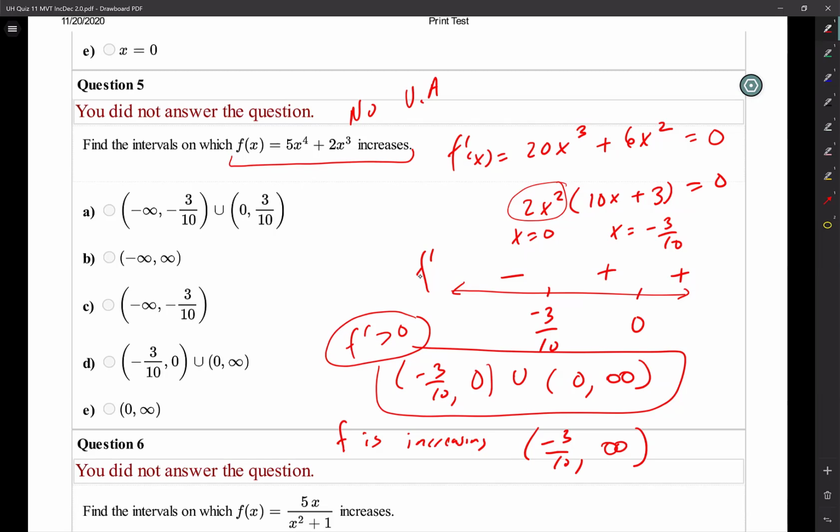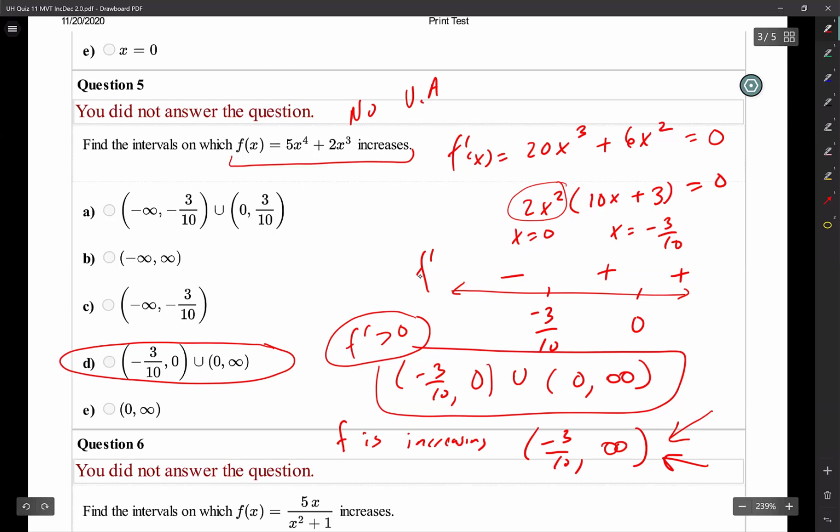So UH obviously has a bug here. If they ask where f prime is positive, yes, that would be the correct interval. If they ask where f is increasing, this is the correct interval. Unfortunately, UH put this answer in there, so the letter D is the answer. But this is the ultimate best.